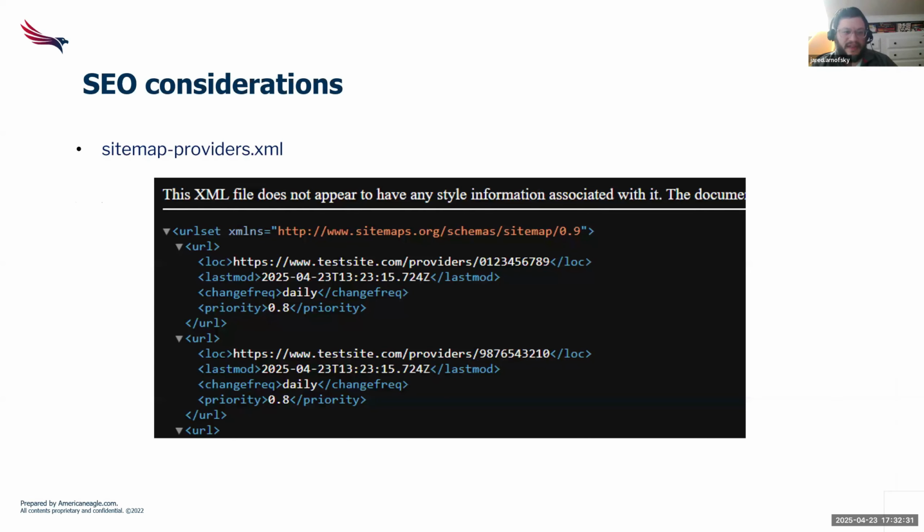And then you can see in the sitemap providers, there'll be many records, but this is just a subset of those records, and they live here like that.